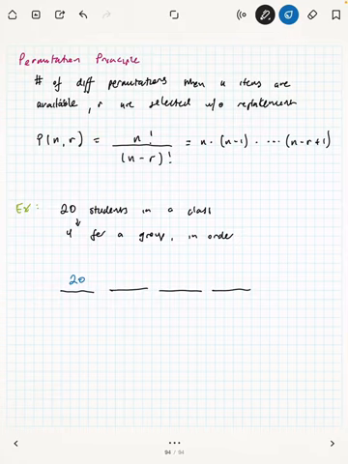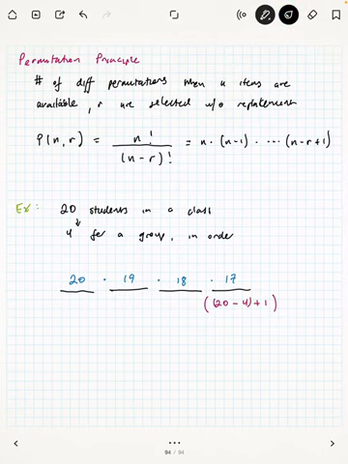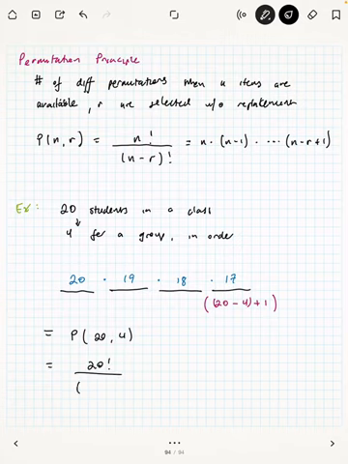And for the next spot, now we only have 19 left to choose from, and then 18 to choose from, and then 17 to choose from. So that is 20 times 19 times 18 times 17, 17 being 20 minus 4 plus 1. Correct? So what we have calculated here is 20 factorial divided by 16 factorial. In other words, this is P(20, 4), which is 20 factorial over (20 minus 4) factorial. So this is just the same calculation, but we did it 2 different ways. And this is really helpful for determining certain probabilities.